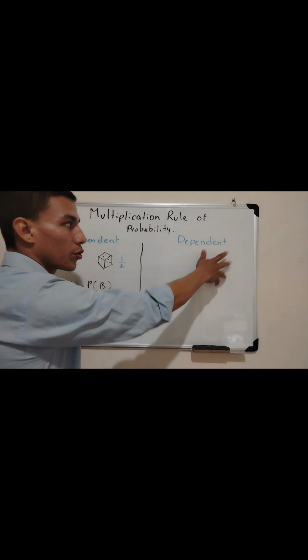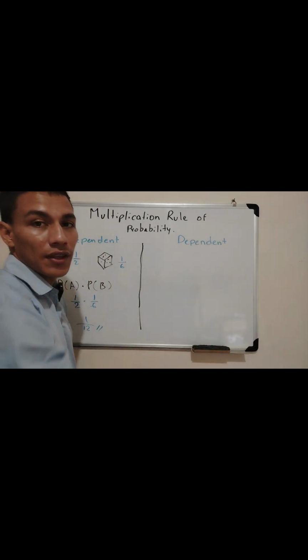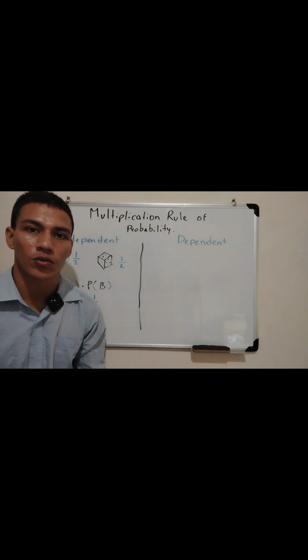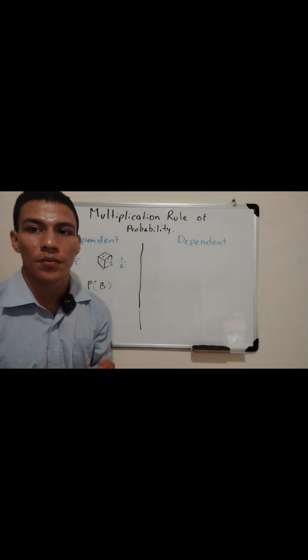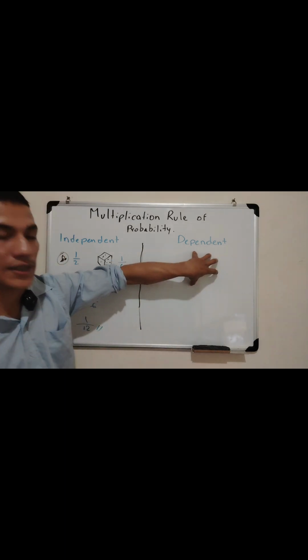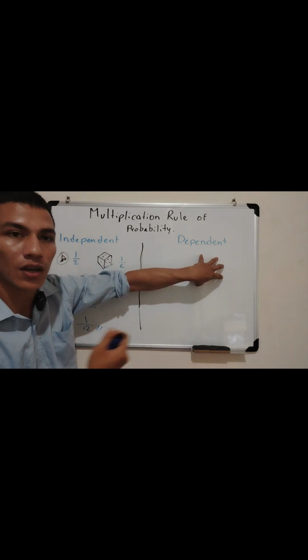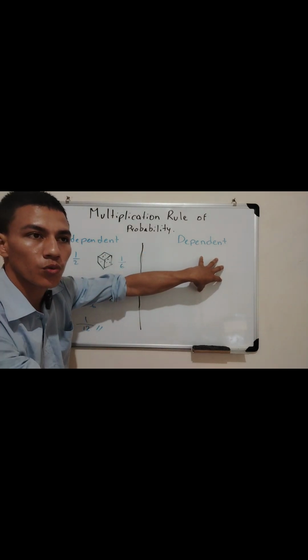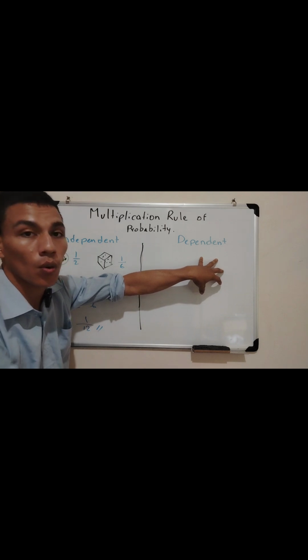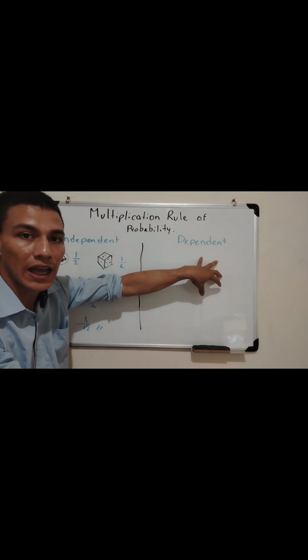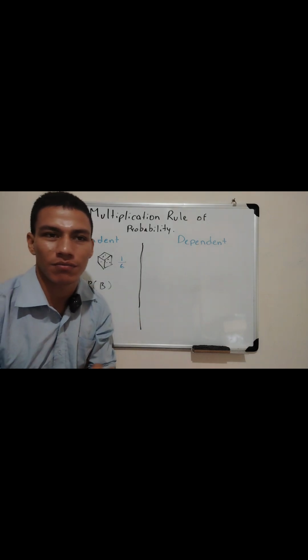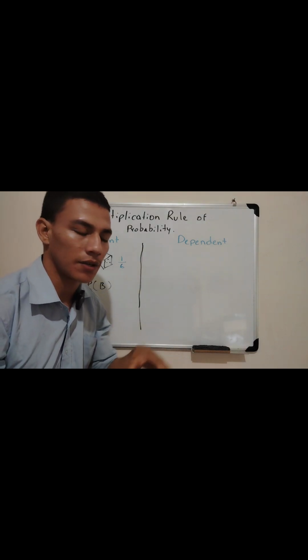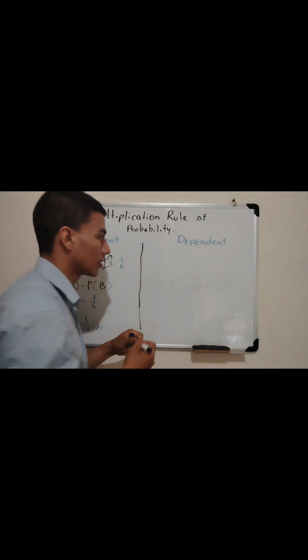Now let's go through dependent events. Dependent events are those that depend on something, as the word implies. Why? Because we have a set, and from that set we draw a card, we toss a dice, I don't know. This is the probability of the same set. Let me give you an example.